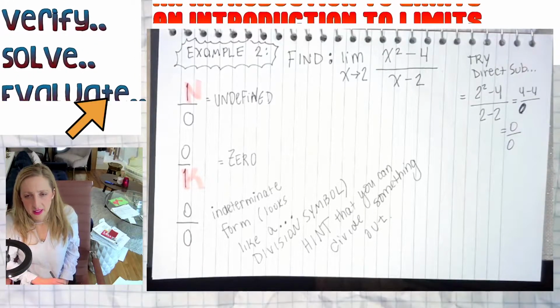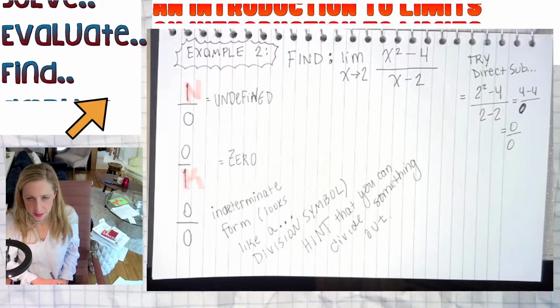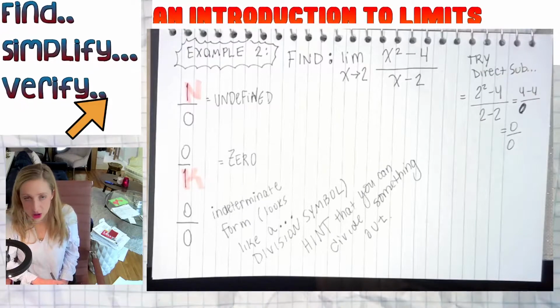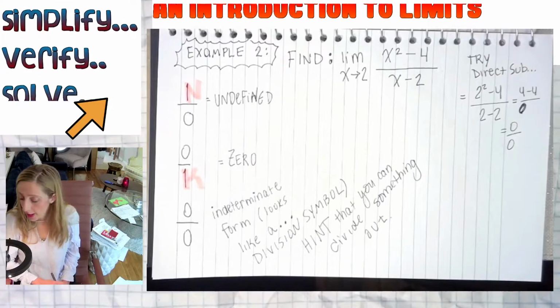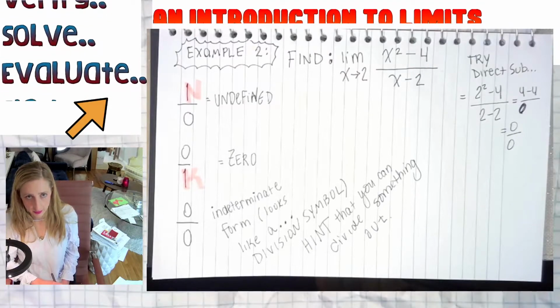Almost everything we do with limits in calculus ends up being 0 over 0. And that means you just got to do some work. You're going to fix it, and then you're going to find the limit after you fix it, okay?